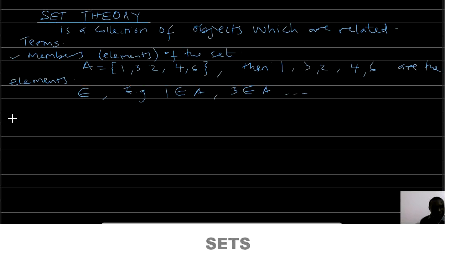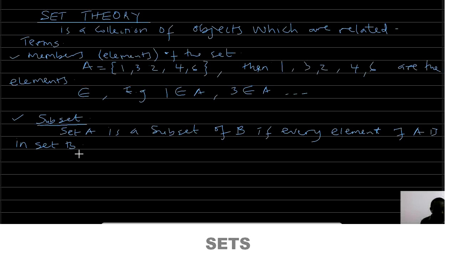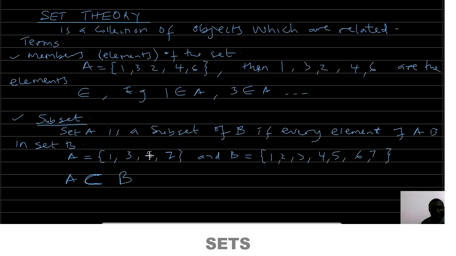The second terminology that we are going to encounter is subset. Set A is a subset of set B if all elements of set A are in set B. Take an example. If set A is equal to {1, 3, 5} and B is equal to {1, 2, 3, 4, 5, 6, 7}, we say that set A is a subset. This is the denotation of a subset. Set A is a subset of B. Reason being, all elements of set A are also found in set B.